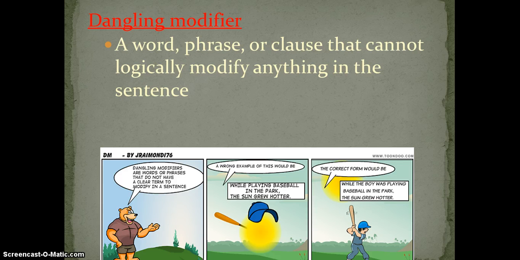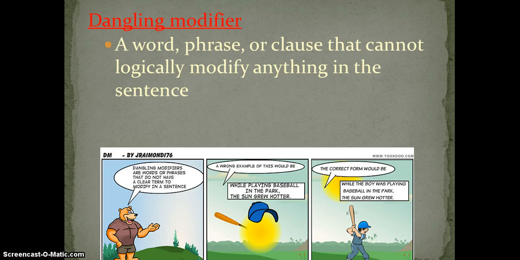One such mistake is a dangling modifier. If you think of something that is dangling, it's not quite attached. This happens to a modifier when we have a word, phrase, or clause that cannot logically modify anything in a sentence. So it's not really attached to a noun, a pronoun, or a verb.